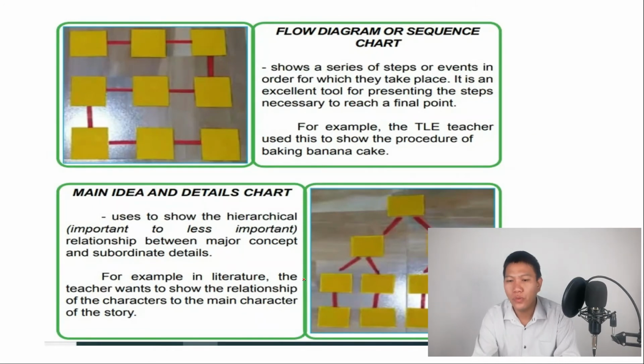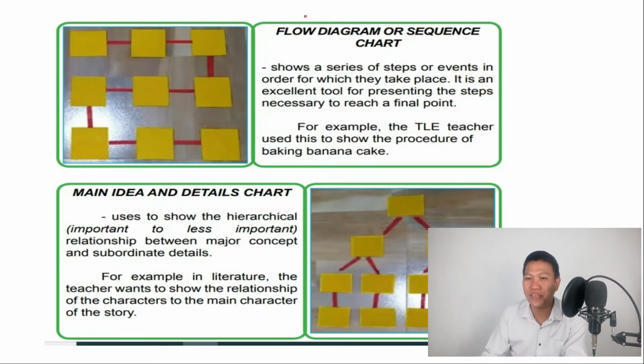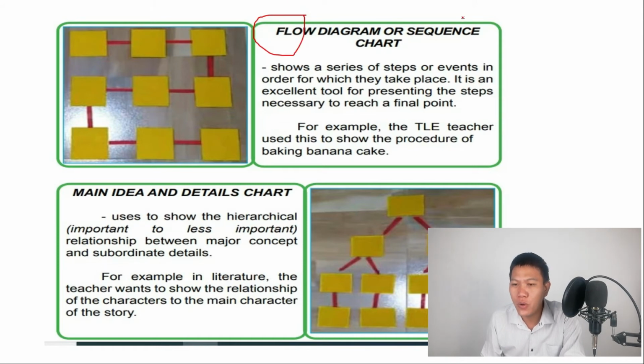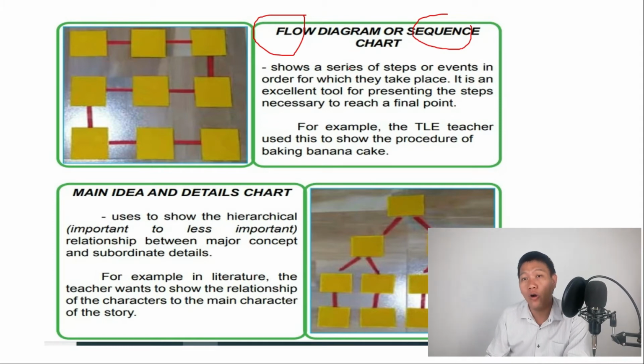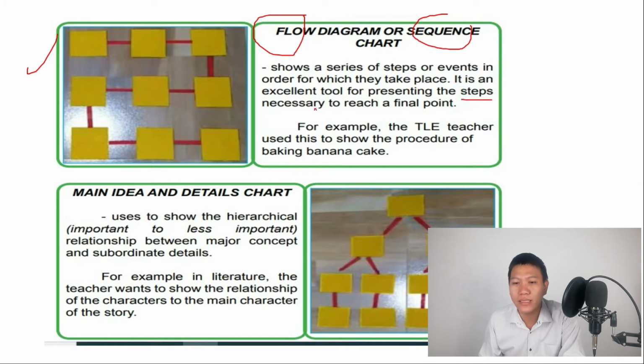Next, we have the third one, flow diagram or sequence chart. So we have keywords already, flow and sequence. These are charts or diagrams that talk about a certain flow or sequence of a phenomenon or of an activity. So this one is the picture. It shows a series of steps or events in the order in which they take place. It is an excellent tool for presenting the steps necessary to reach a final point.